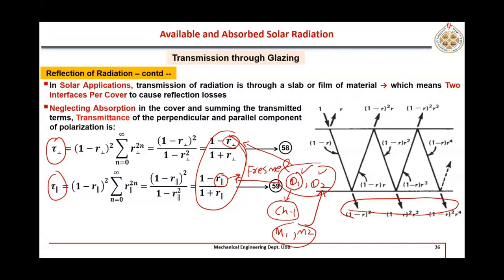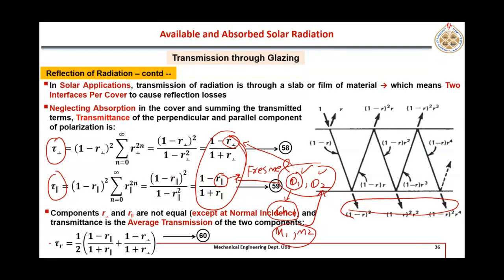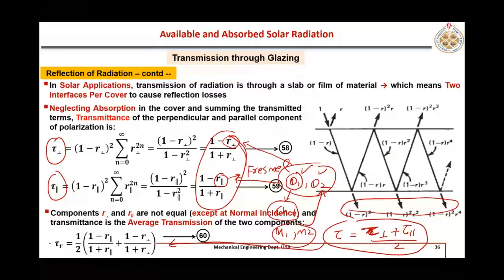So what will be the total transmitted? Just take the average of this one. So total transmitted will be equal to transmitted perpendicular plus transmitted parallel divided by 2, which is written here. Just like we calculated r, total r, as r of perpendicular plus r of parallel divided by 2.